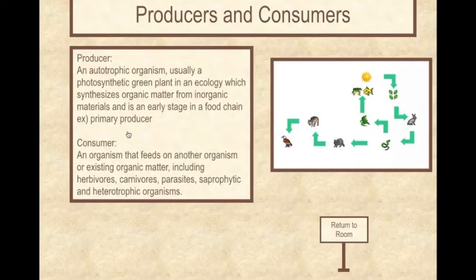Producers are autotrophic organisms which take in light energy to synthesize organic matter from inorganic materials. They are placed in the early stages of the food chain. Consumers are organisms that feed on other organisms, including herbivores, carnivores, parasites, and more.